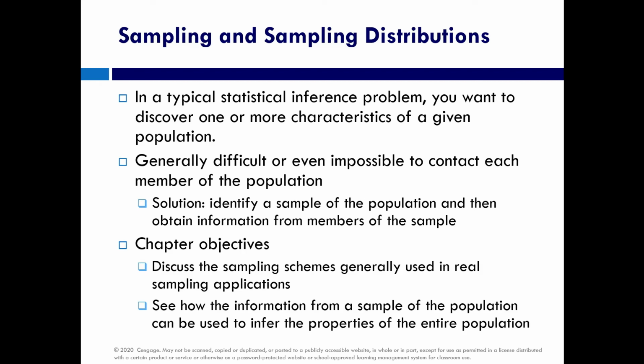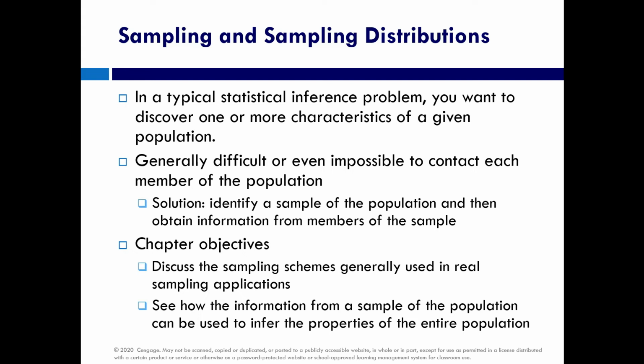Sampling and sampling distributions. In a typical statistical inference problem, you want to discover one or more characteristics of a given population. It is generally difficult or even impossible to contact each member of the population. Solution: identify a sample of the population and then obtain the information from members of the sample.